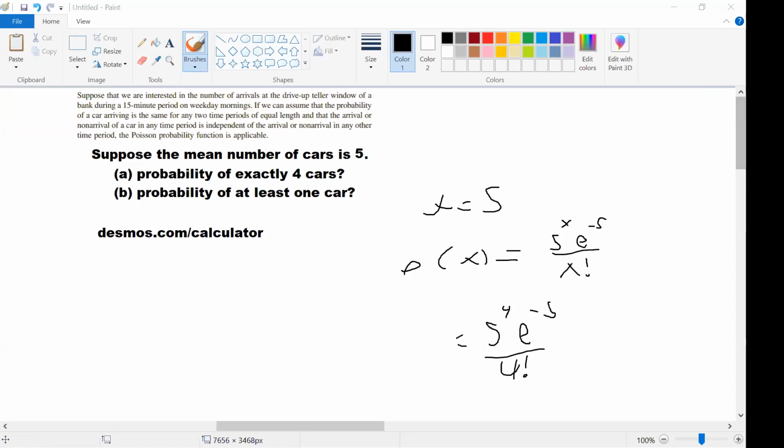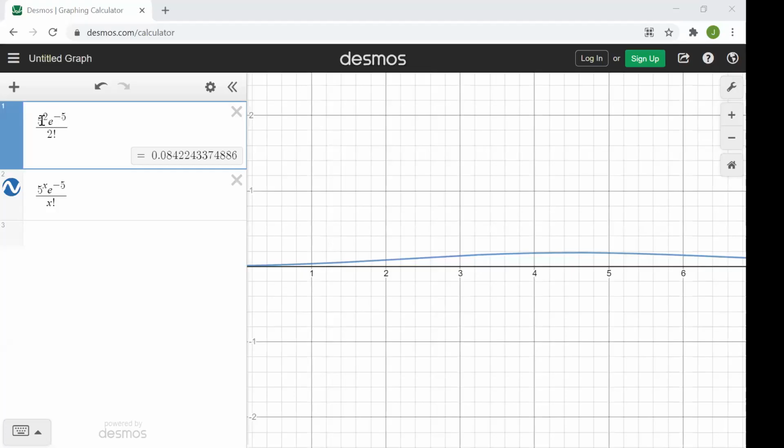But to switch over to Desmos, and I will do that right now. So let me switch over to Desmos. A lot of screen switching today. In this case, our mean is still 5, but now our x value, we're asking for exactly 4. So there we can see roughly 17.5% chance that we have exactly 4 arrivals in that case.